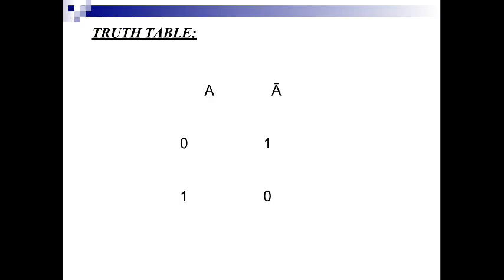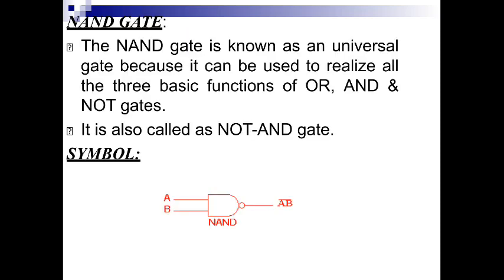Next we will see the universal gates. Under universal gates you have two, NAND and NOR gate. Before learning this, we have seen logic gates: AND gate, OR gate and NOT gate. These three gates come under the basic gates. Under logic gates you have basic gates, universal gates and exclusive OR gates. Basic gates are AND, OR and NOT, three gates. Under universal gates you have two gates, NAND and NOR.